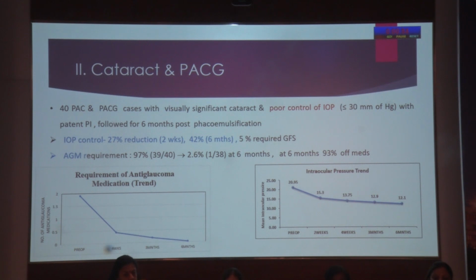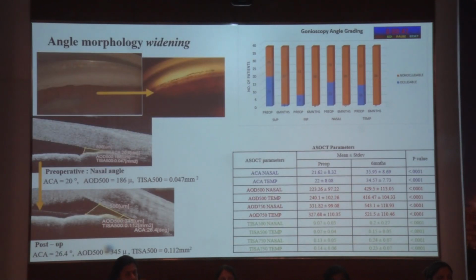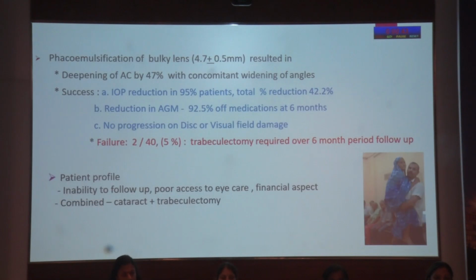And these patients are doing well. We are not proposing clear lens extraction, no way. But if they have cataract, just go ahead with cataract surgery in the PACG eyes, and the angle obviously does widen out, and the IOP is controlled. IOP reduction happened in 95% of our patients, with a percentage reduction of 42%, and reduction in the AGM was 92%. And there was no progression at 6 months follow-up. It was too small a follow-up to document progression, but that was it.